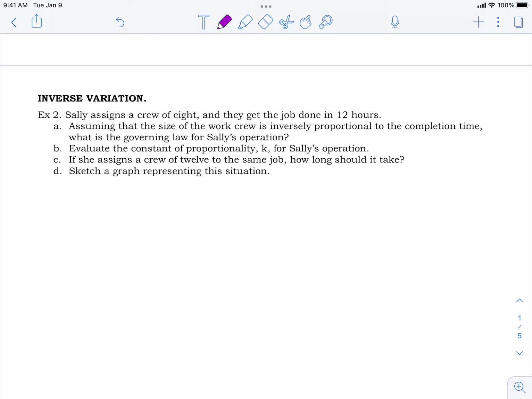So let's go to example 2. Well, this is a different kind of variation, actually. It's called inverse, but that only changes the problem a little bit. So how does it change it? Well, let's see. First of all, this is a situation.